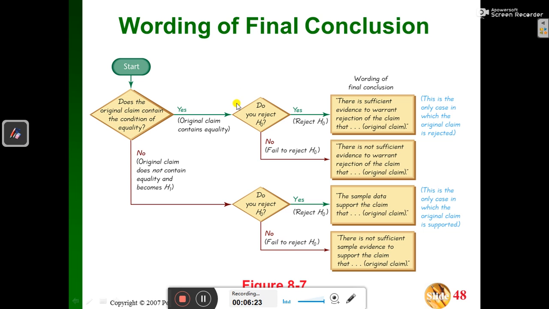So our final conclusion: does the original claim contain the condition of equality? Yes. Then can we reject the null? Yes, in which case there is sufficient evidence to warrant rejection of the claim. No, fail to reject. There is not sufficient evidence to warrant rejection of the claim. This is the only case in which the original claim is rejected.